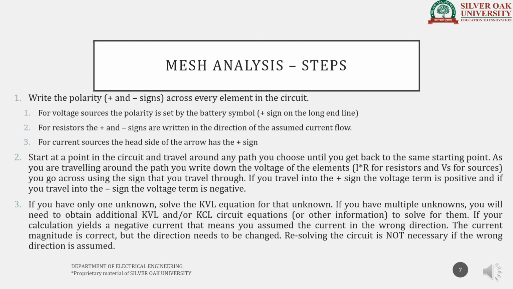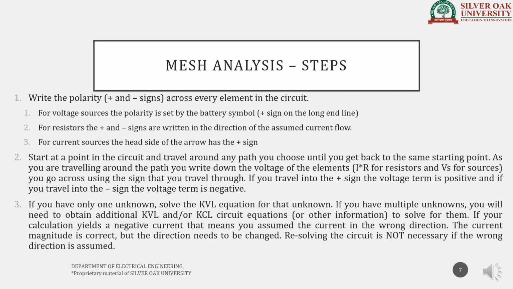These are the steps and checkpoints while performing KVL calculations. Write the polarity, plus and minus signs, across every element in the circuit. For voltage sources, the polarity is set by the battery symbol, with the plus sign on the long end line. For resistors, the plus and minus signs are written in the direction of the assumed current flow. For current sources, the head side of the arrow has the plus sign.